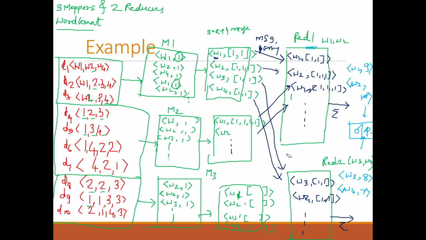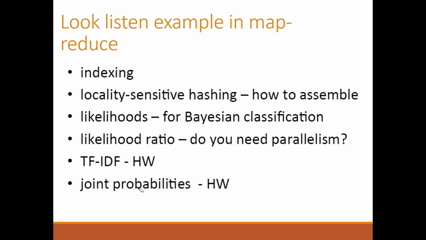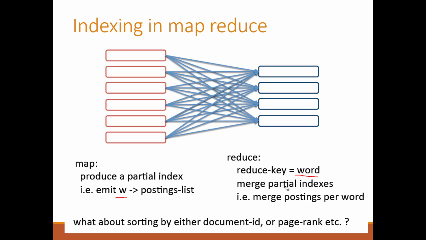Okay, so this was about counting. We will look at a few more examples in the coming lectures: indexing, how we can index the documents, locality sensitive hashing, likelihoods, finding probabilities, TF-IDF, and there are many such problems which we can discuss. So I'll take up indexing also in this video.